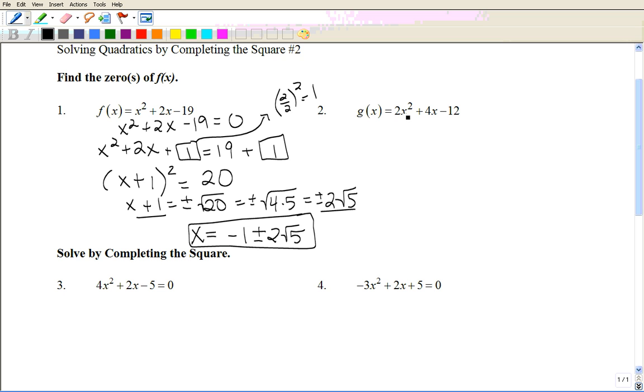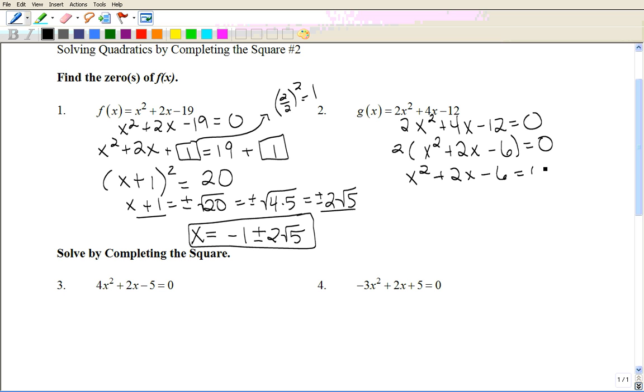Okay, number 2, g of x equals 2x squared plus 4x minus 12. So first thing we want to do is set that equal to 0. And then consider, is there a greatest common factor I can take out? And sure enough, there is. In fact, not only are we considering the greatest common factor, we always want a, whatever's still sitting in front of the x squared, to just be 1. So here we're going to take out the 2, and we have x squared plus 2x minus 6 equals 0. And we're going to divide that 2 out. So both sides divided by 2, we're just left with x squared plus 2x minus 6 equals 0.